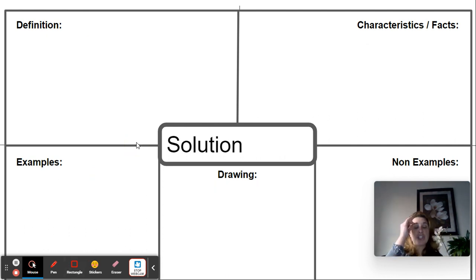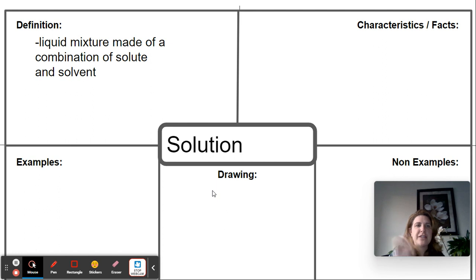Our next term is solution. And again, it's not like an answer to something. That is solution, not in this context. Solution in this context is a liquid mixture made of a combination of solute and solvent. Now, I just used two other words in the definition that we haven't done Frayer cards for yet, and we're not going to. We're just going to include them all on this one.